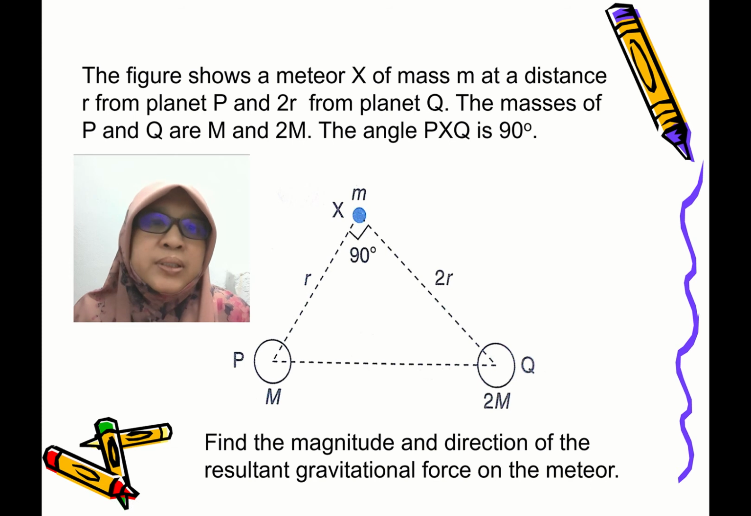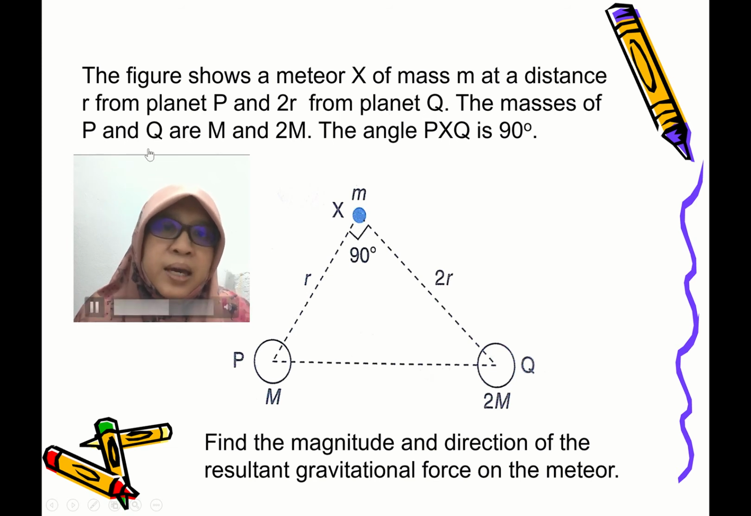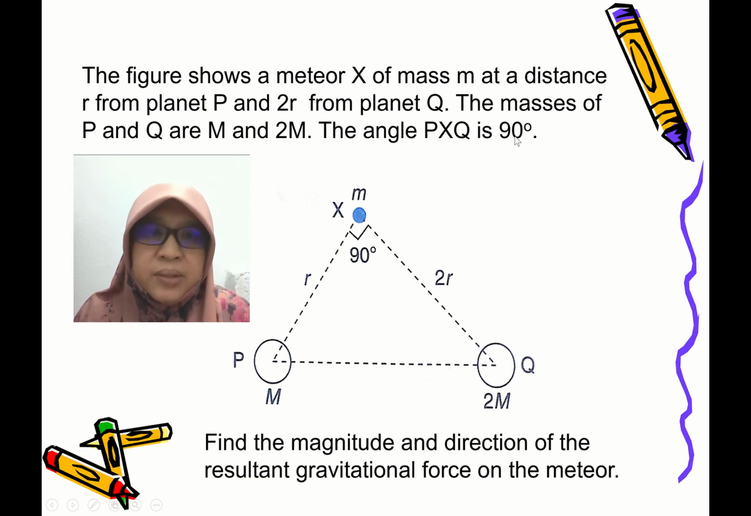The figure shows a meteor X of mass m at a distance r from planet P and 2r from planet Q. The masses of P and Q are m and 2m. The angle PXQ is 90 degrees. Find the magnitude and direction of the resultant gravitational force on the meteor.